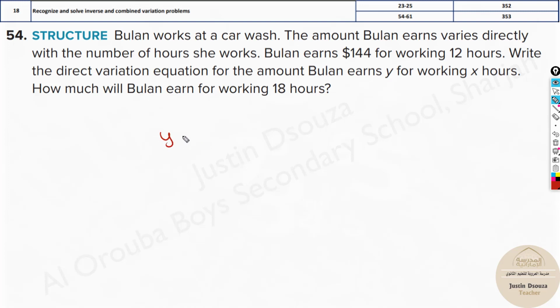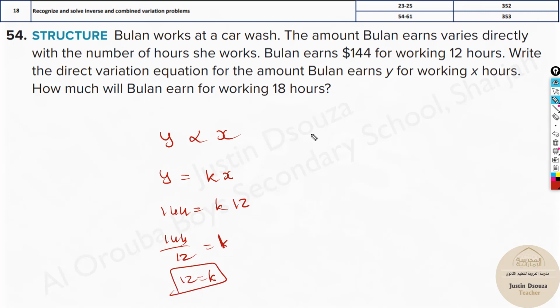So let's write Y, earning, is proportional to number of hours working. So Y is equal to Kx. K is the constant of direct variation. So she earns $144 in 12 hours. K is unknown, so 144 by 12 is K. So for each hour, she will earn 12, so 12 is equal to K. So this is the direct variation.